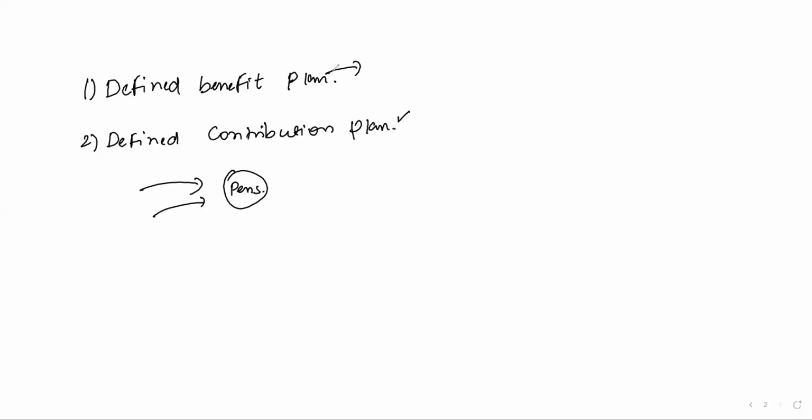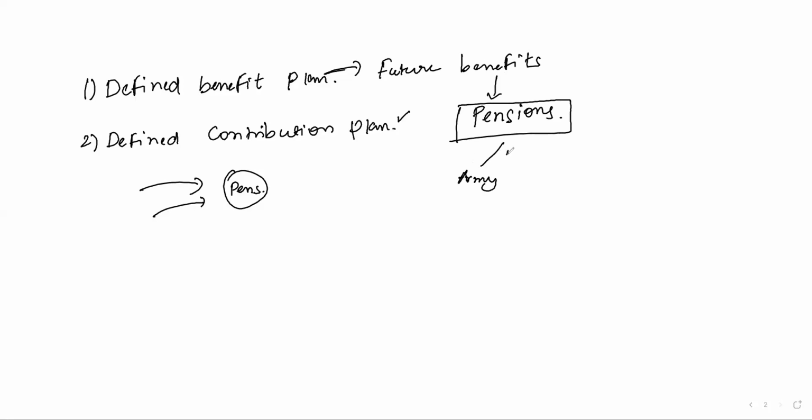In a defined benefit plan, the future benefits are predefined by the employer. What can be these benefits? Like pensions. In case of the Army, Navy, Air Force, in the defense sector, the pensions are defined. It means that after retirement for particular years, the employer guarantees to pay the pension to the servicemen, right? So this comes under the defined benefit plan, where the benefit is defined for the future.